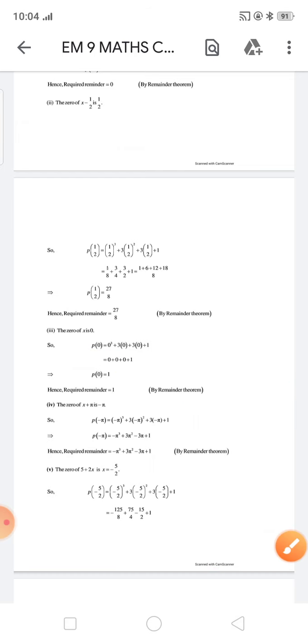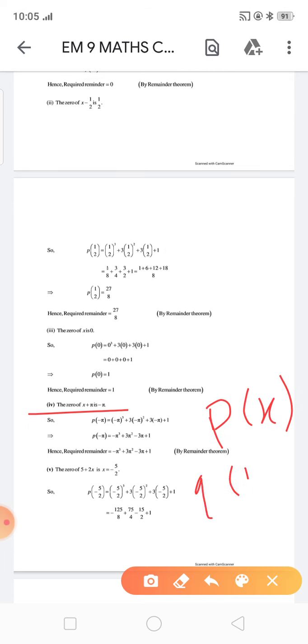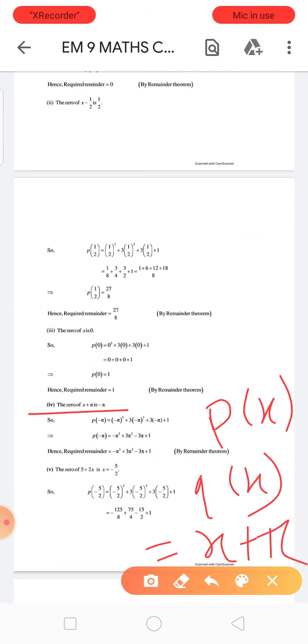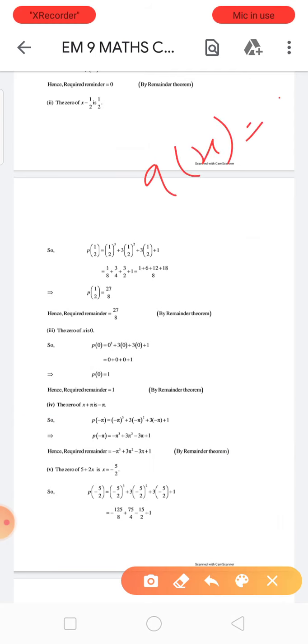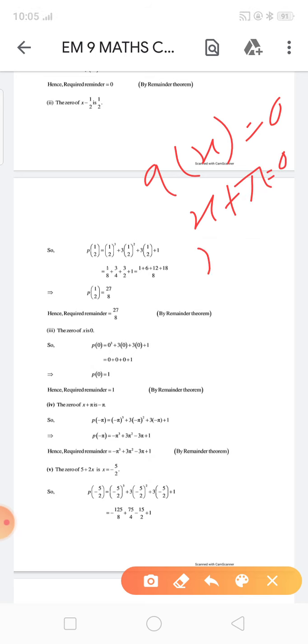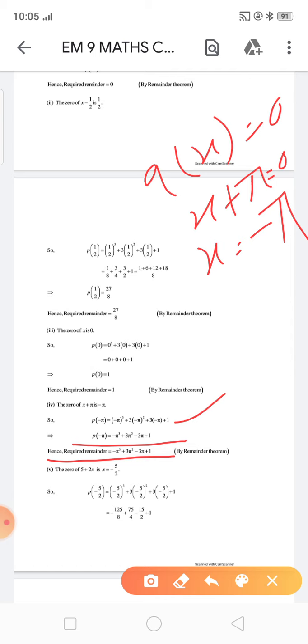Next question, question number 4. Our polynomial P(x) divided by Q(x) is equal to x plus pi. Here our divisor is x plus pi. For that, first we find the root of divisor, Q(x) equal to 0, means x plus pi equal to 0. We get the value of x equal to minus pi. Substituting x equal to minus pi in the polynomial, we get minus pi cube plus 3 into minus pi square plus 3 into minus pi plus 1. Simplifying this step, we get the polynomial in form of pi. Hence we say by remainder theorem, when P(x) divided by Q(x), minus pi cube plus 3 pi square minus 3 pi plus 1 will be the remainder.